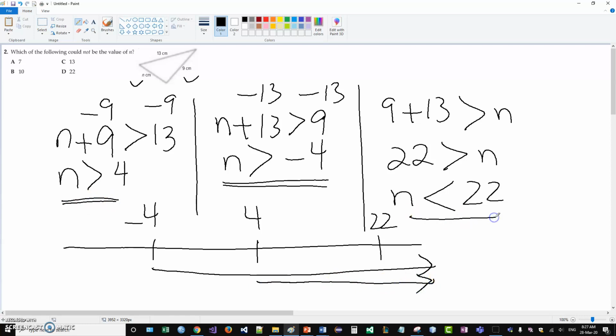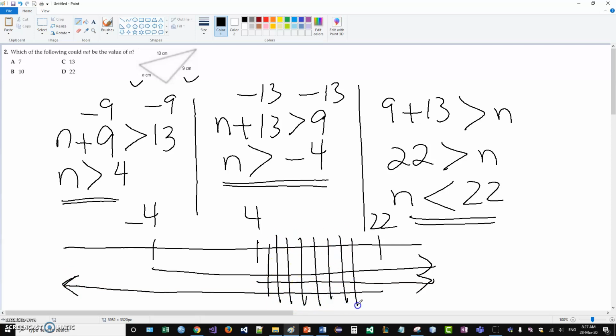And for the last one, n is less than 22. So where all three solutions meet is right here. So n should be between 22 and 4. And that's our solution. Alright?